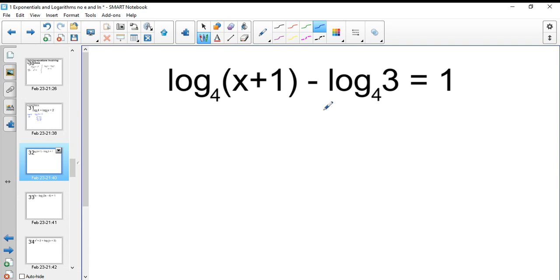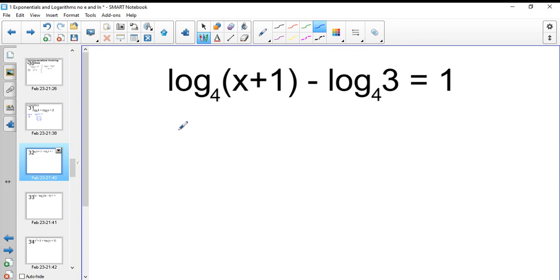Let's have a look at another one. So we've got a subtraction, which means we can use law 2. Now there's some brackets here. What we can't do is, in inverted commas, expand the brackets. It doesn't work. This is a function and this is being applied to this whole thing. So this is one term. You cannot break this up.